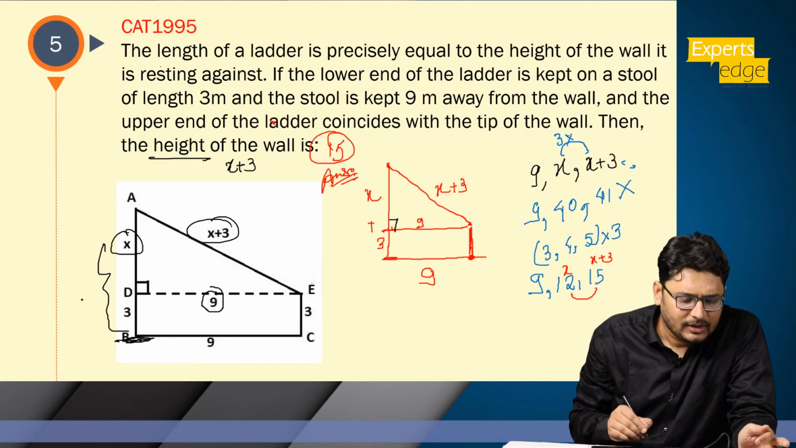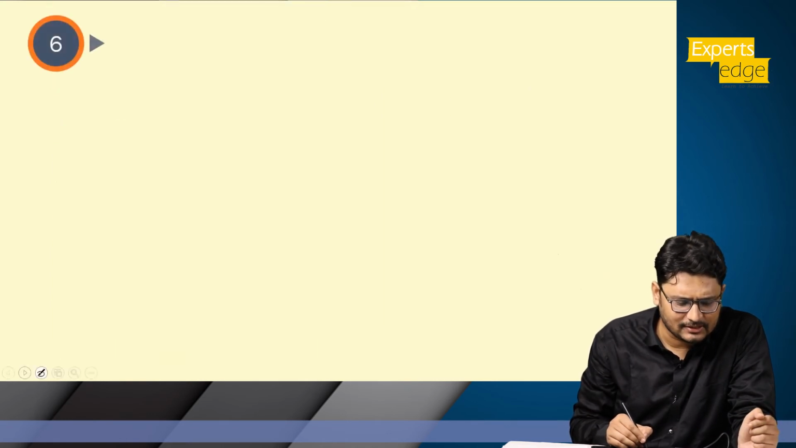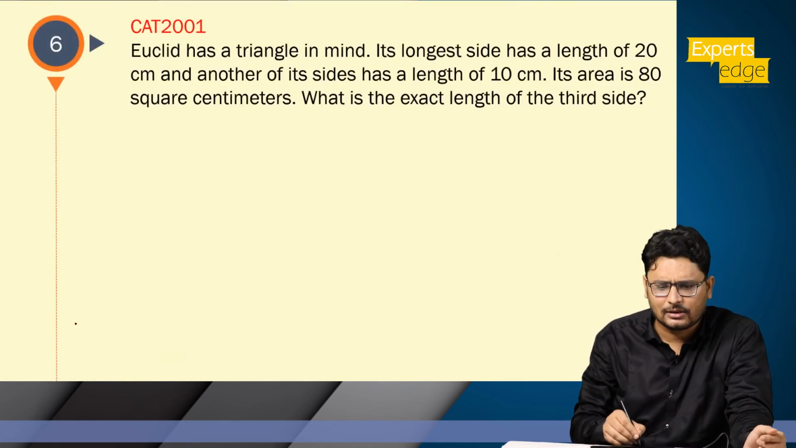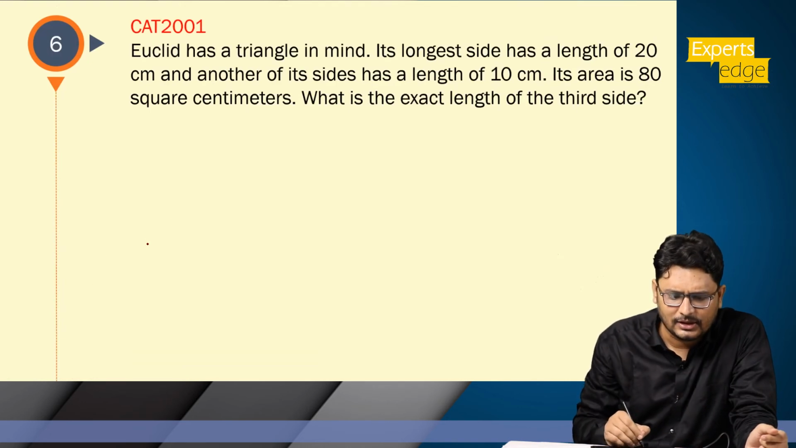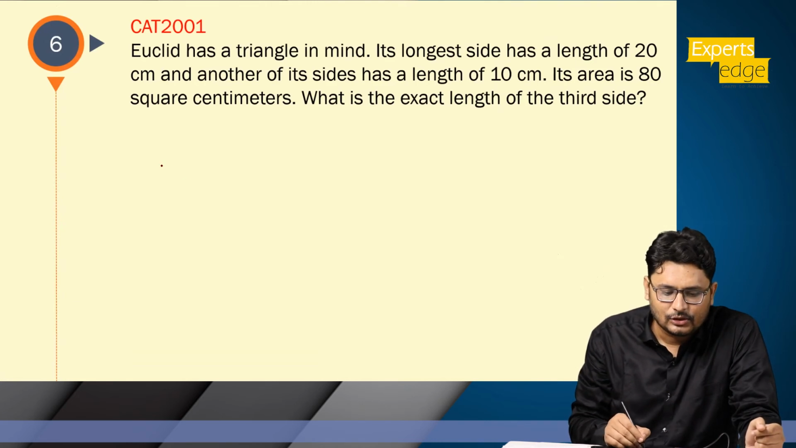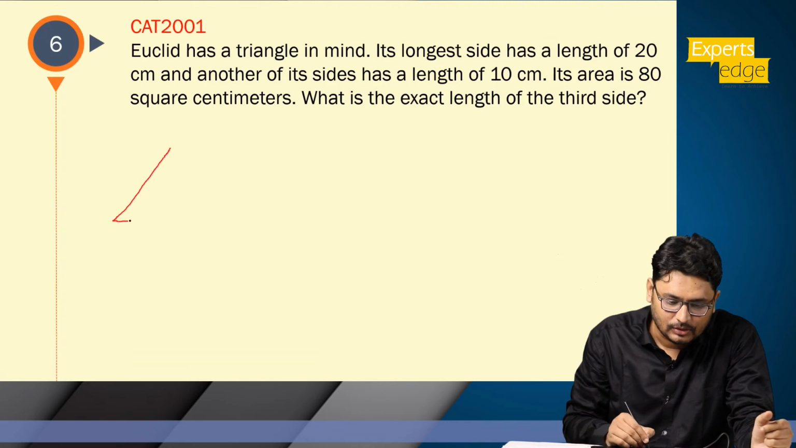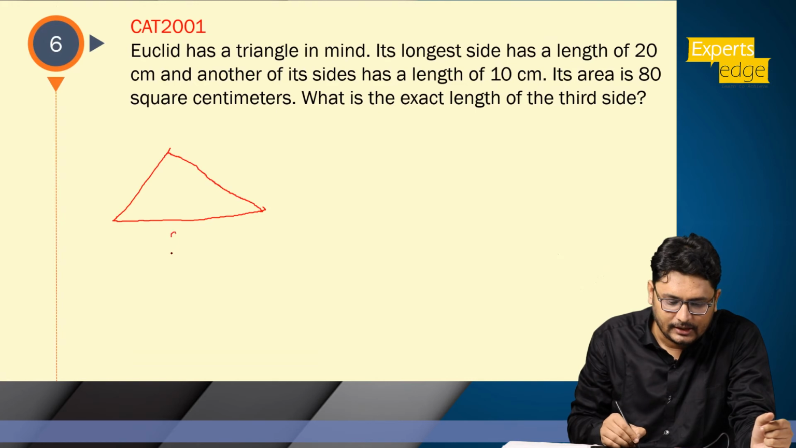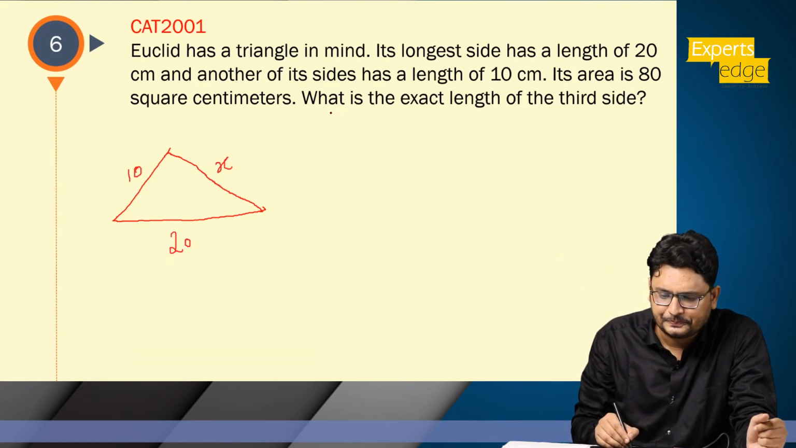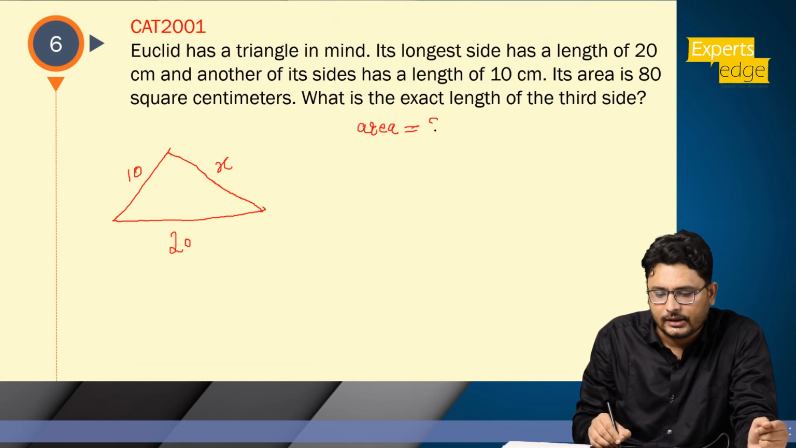Now let's start with something conceptual and mock level questions. These were pretty much basics. Okay, here is one more CAT question. It says, Euclid has a triangle in mind. It has the longest side with a length of 20, and another side is 10. So let me draw a triangle. This is the longest side, 20. One side is 10, one side I don't know, and what do I know? The area. The area is 80.